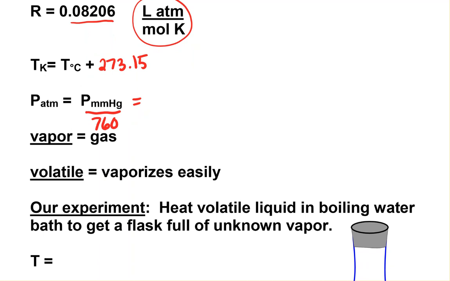And then the word volatile is here because the unknowns that we give you are volatile liquids. They have to evaporate easily so we can get them into the gas phase to do the experiment. PV equals nRT only works for gases. So anyway, we'll give you the unknowns as liquids and we will vaporize them for the experiment.